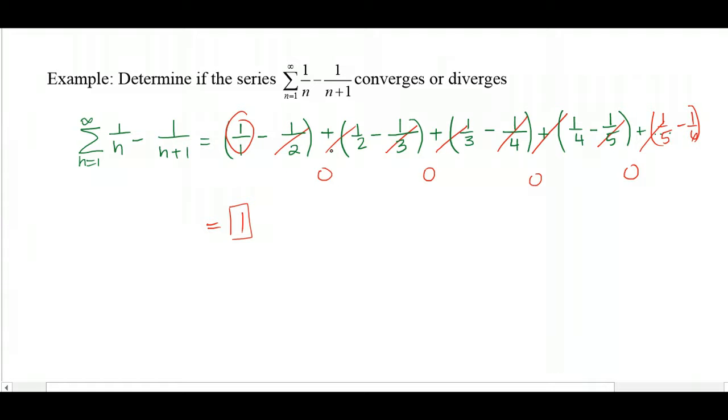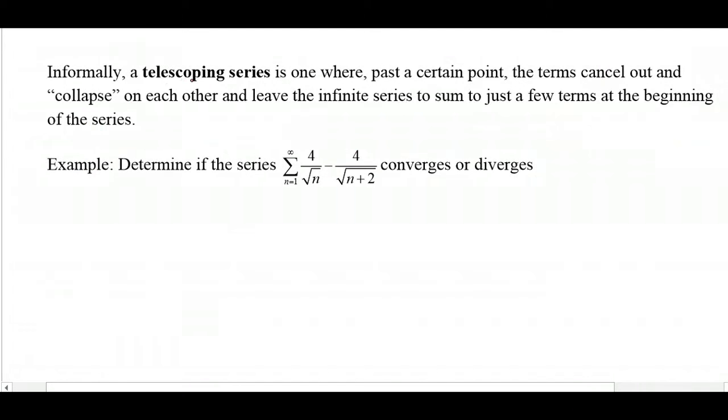The terms in the series nicely cancel out in this pattern and only leave one, two, or a few terms left over that we can add together, and that's the sum of the series because everything else will cancel out. And there's only one unique way that this is going to happen. So that's why the only thing left is going to be 1. So informally, a telescoping series is one where past a certain point the terms cancel out and collapse on each other and leave the infinite series to sum to just a few terms at the beginning of the series.